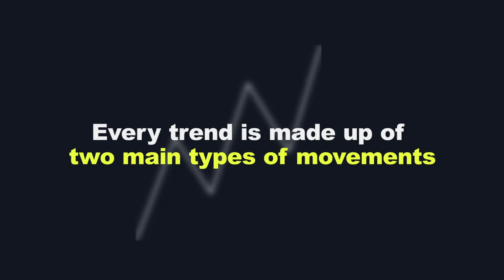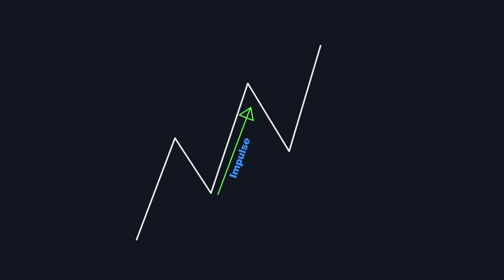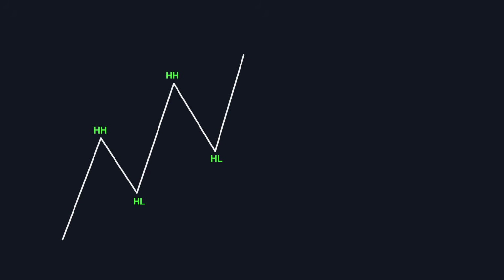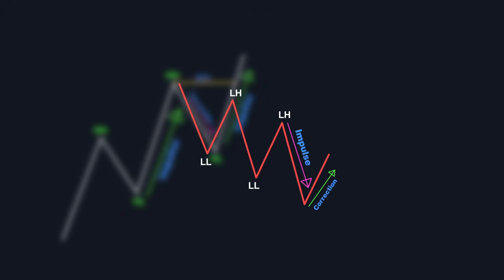Every trend is made up of two main types of movements. Impulsive moves. These are the pro-trend movements. They break structure and drive the trend forward. Corrective moves. These are small pullbacks. They don't break structure, but they form new highs or lows to help us understand where the market is going next. Here's how it looks in an uptrend. The market makes a higher high, impulse. Then it pulls back slightly to form a higher low, correction. Then the market pushes up again, breaking the previous high and forming a new higher high, impulse. And the same idea works flipped for a downtrend: lower lows, lower highs, impulsive downward moves, and corrective pullbacks.